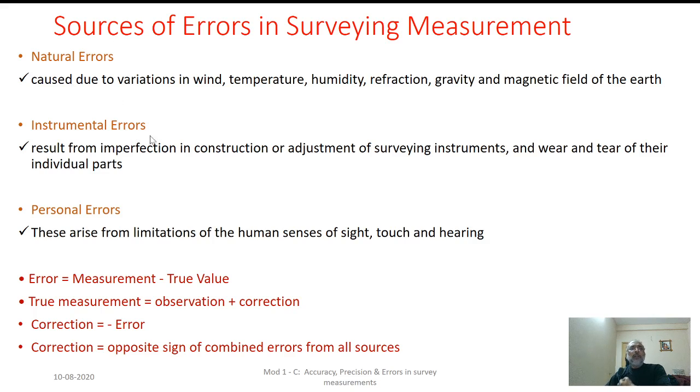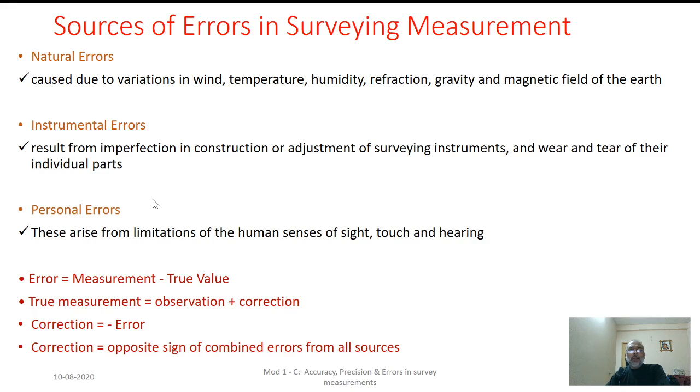It is quite probable that the instrument that you are using, the way we consider the scale, may itself have some error involved because of imperfection in its construction or its adjustment, or consistent use, and hence wear and tear of the individual parts. As such, these errors could be treated as instrumental errors.